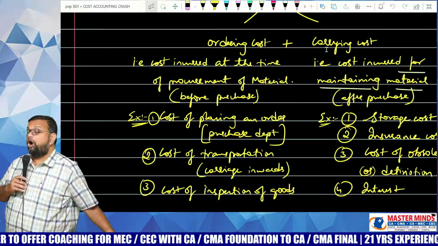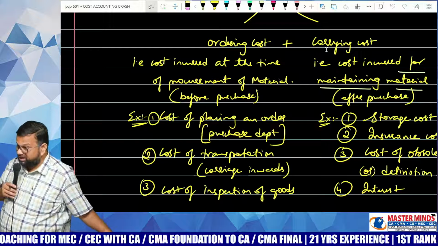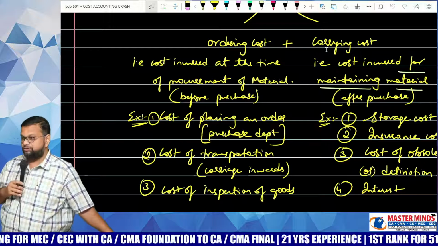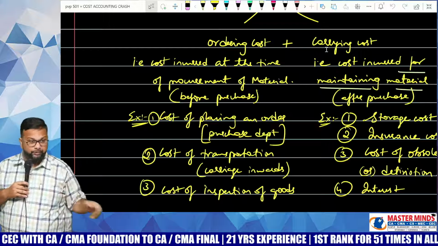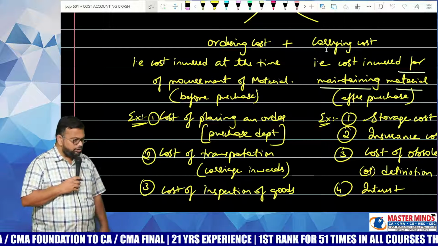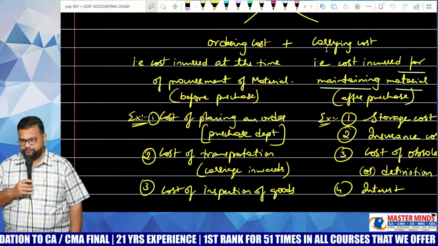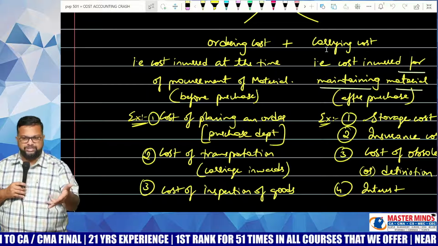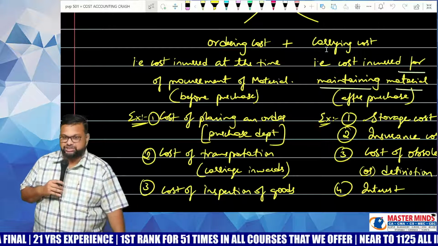What do you mean by ordering cost? Cost incurred at the time of purchase of raw material is called ordering cost. Or cost incurred at the time of placing an order for raw material is called ordering cost. Ordering cost includes these items. Cost of placing an order. Generally, orders are placed by the purchase department.